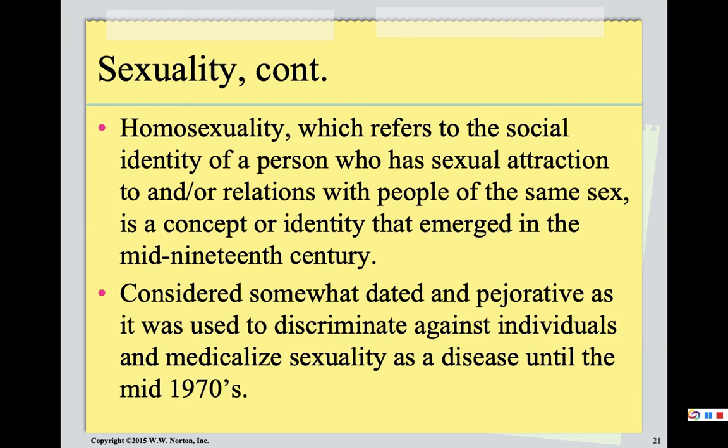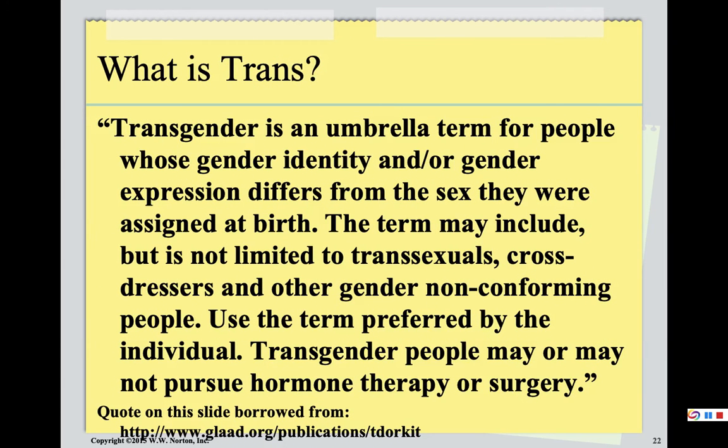Okay, so as I was saying in the last slide, homosexuality as a term is a bit outdated because it was used to discriminate against individuals and medicalize sexual orientation as a disease. Homosexuality was defined as a disorder in the Diagnostic and Statistical Manual, which is the big book that they use to define psychological disorders, until the 70s, I believe, and there was a movement to have that removed. Okay, so that's why that term is a bit of a problem.